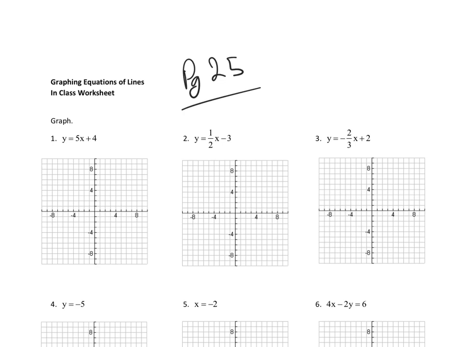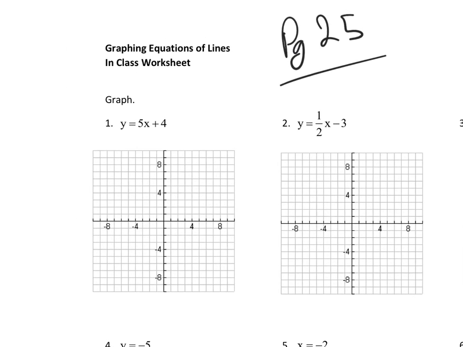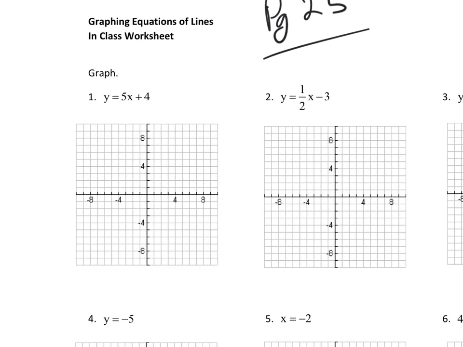Algebra 1. So I wanted to make a quick video going over a few examples of graphing linear equations. We've got our three forms: point-slope form, slope-intercept form, and standard form. We've also got vertical lines and horizontal lines. So we're just going to do a few examples here. Let's start with problem 1. Again, this is page 25 in the binder.